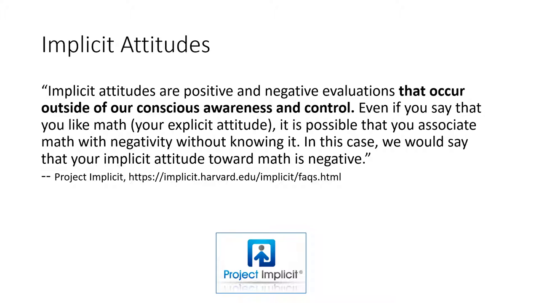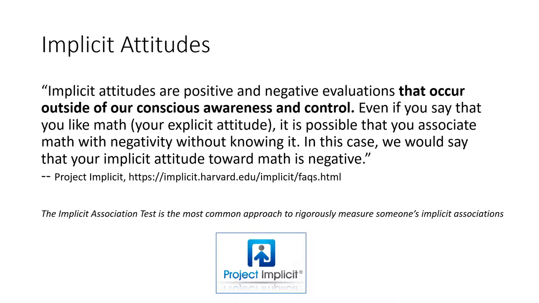This example is important because it's suggesting that sometimes our explicit attitudes may not line up with what our implicit attitudes are. And importantly, this bold section here probably makes it clear why marketing researchers often don't measure implicit attitudes in their primary data collection, because if implicit attitudes exist outside of conscious awareness and control, we have to have some sort of clever measurement system to actually find out what those implicit attitudes are. The implicit association test is the most common approach to rigorously measure someone's implicit associations. I have a video that I can show you showing someone take an implicit attitude association test. We'll show that in a moment.